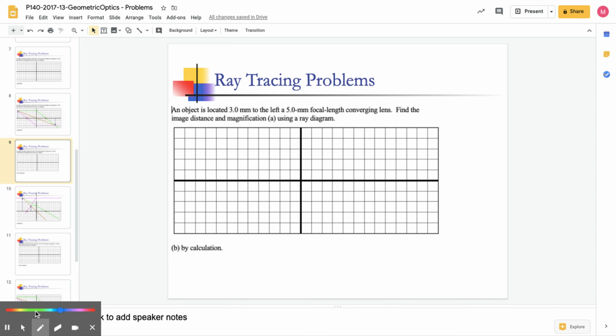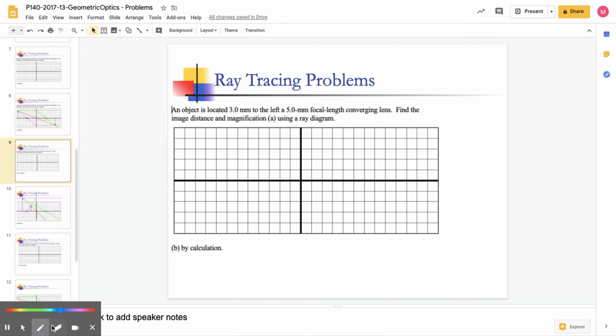Okay, so we have a ray tracing problem here. We're going to do it graphically, and then we're going to see if our graphing results match up with our calculations. So let's start with graphing first. We have an object located 3 millimeters to the left of a 5 millimeter focal length converging lens.